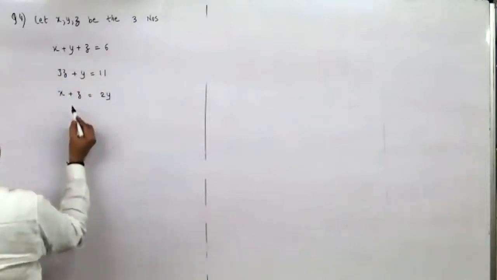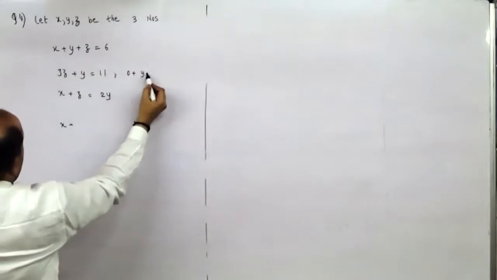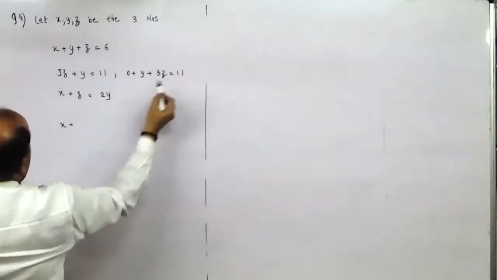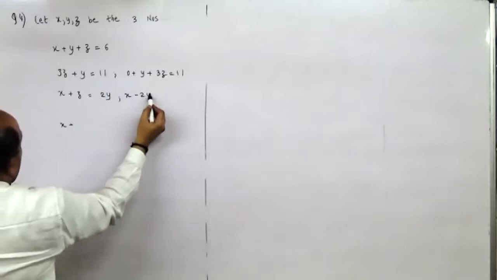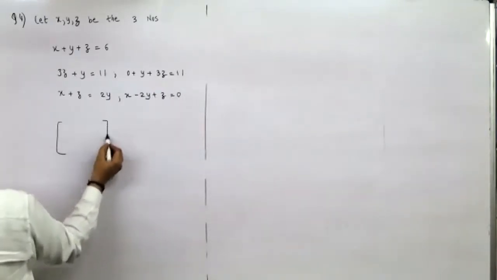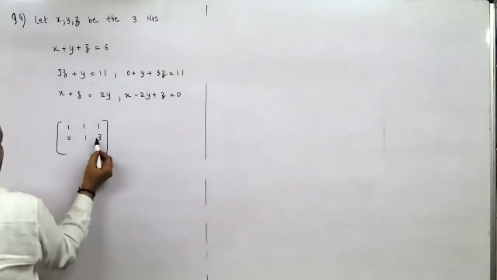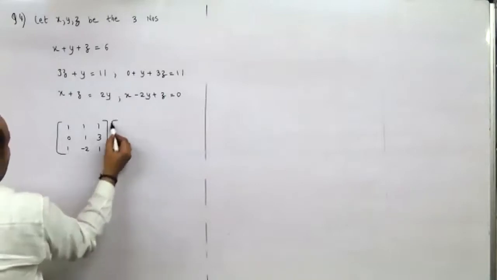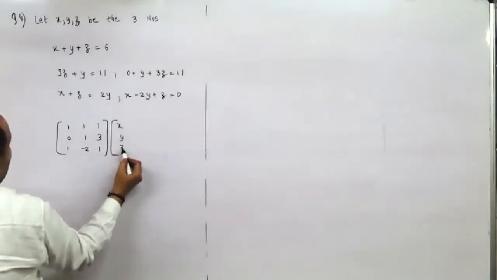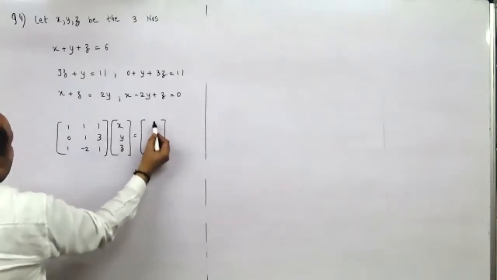Now here, arrange it. So x plus y plus z equals 6 is correct. This is 0 plus y plus 3z equals 11. And this is x minus 2y plus z equals 0. Here, remember, this is 1, 1, 1. This is 0, 1, 3. This is 1, minus 2, 1. This is x, y, z. And this is equal to 6, 11, and 0.